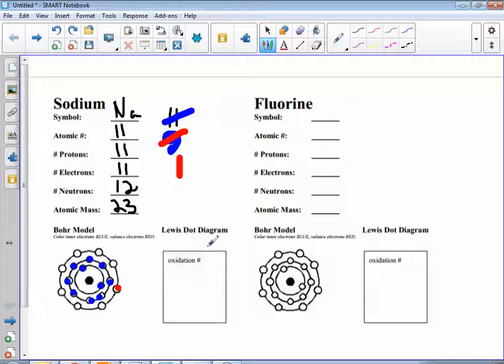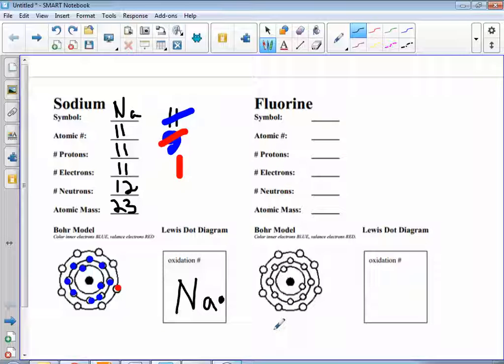So now we move on to the oxidation number. We're going to do the Lewis dot diagram first. So the Lewis dot diagram is simply rewriting the element symbol, and then we take the number of red electrons and we place them on the outside. And in this case, it's an alkali metal. It has just the 1 valence electron.